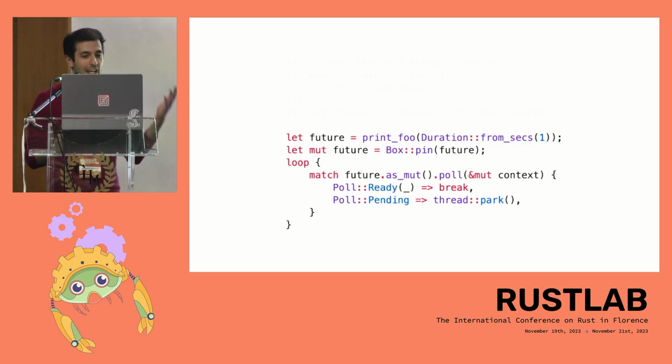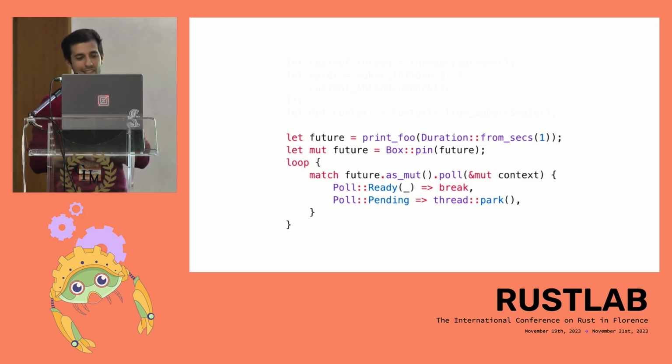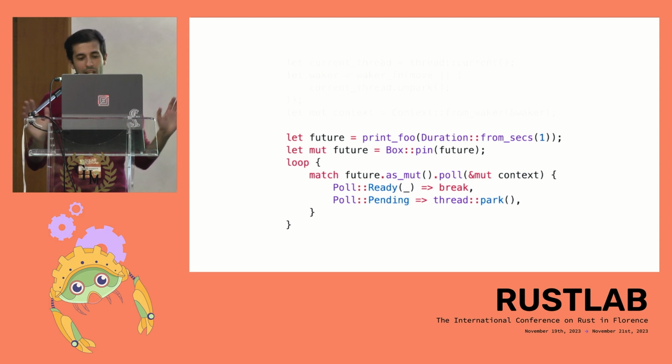I thought it would be interesting to see how one might go about implementing block_on if you were to create an executor. Here you can see we're creating that print_foo future, calling print_foo to create it. We want to print foo at an interval of 1 second. We're pinning the future, but we're not going to get into pinning in this talk because it's too much. The thought is that you can poll that future in a loop. We're matching on the poll result of that future, and if it's ready, we're done and we can break out of the loop. I'm ignoring the return value because there is none.